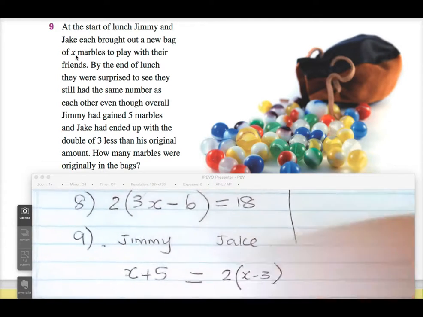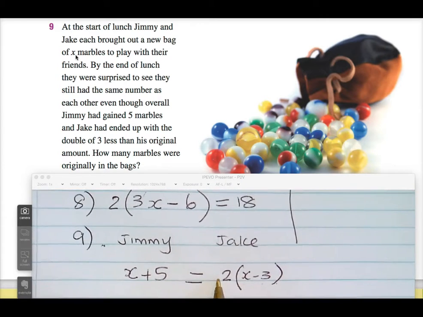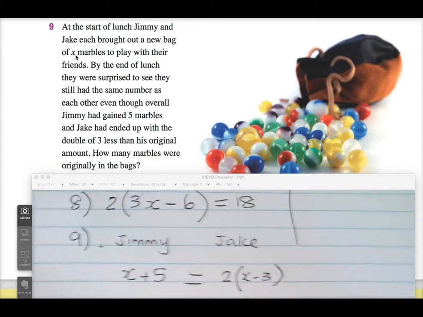Now they apparently are equal, because it says by the end of lunch they were surprised to see they still had the same number as each other, even though overall Jimmy had gained 5 marbles and Jake had ended up with the double of 3 less than his original. And you need to solve that.